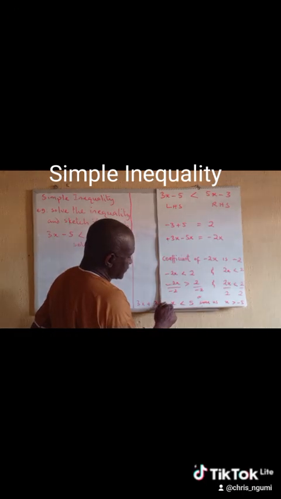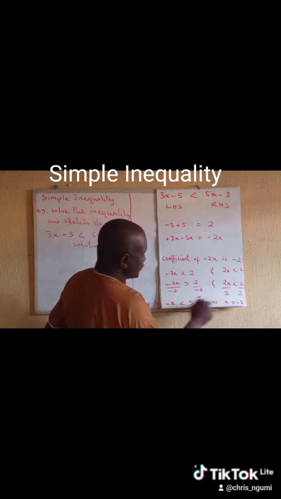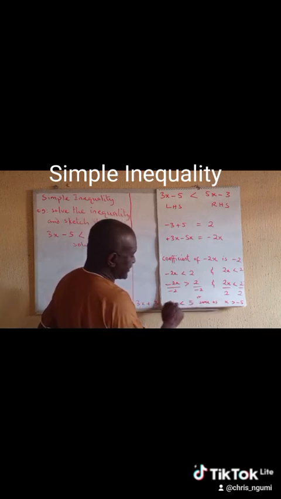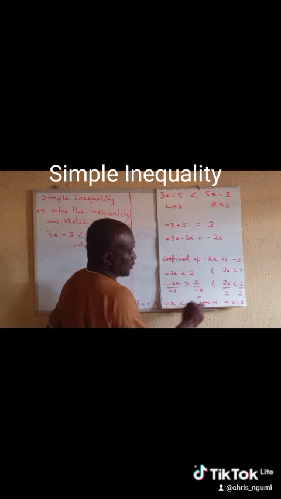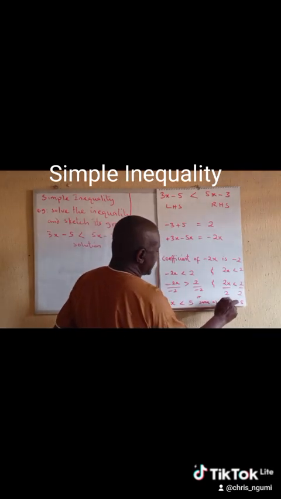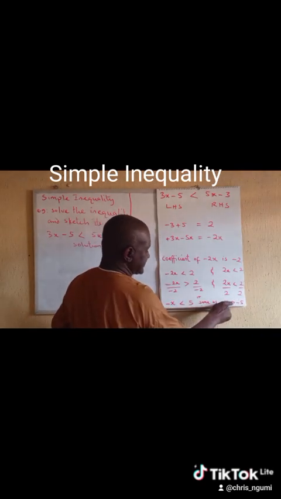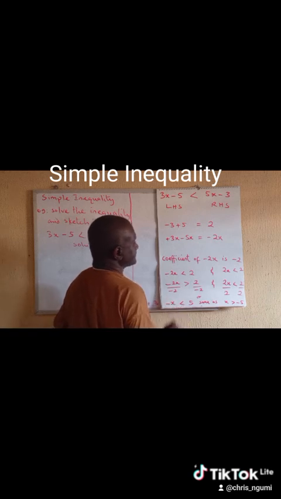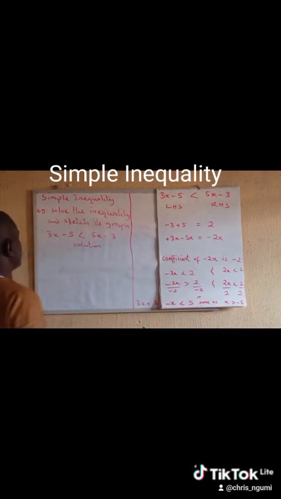Now we have minus x is less than 5. That means the same thing as saying, when you multiply both sides by minus 1, x will be greater than minus 5. And you look, we have reversed it. But here it is less than. Now let's look at the example.